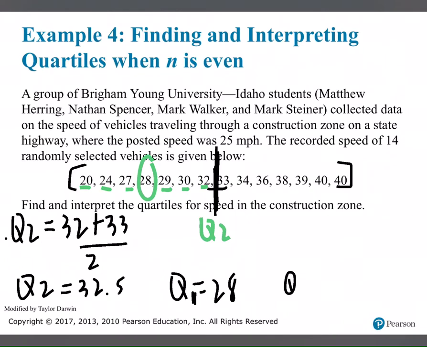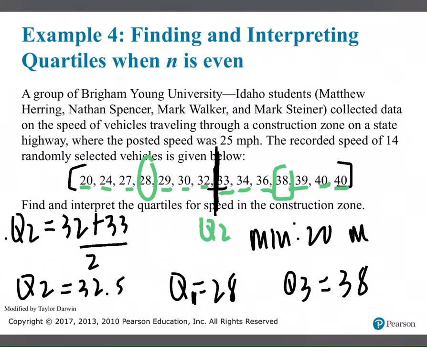We're going to do the same thing for Q3. 1, 1, 2, 2, 3, 3. And I get a perfect number in the middle of the upper half, I should say. So my Q3 is 38. You could also say that your minimum was 20 and your max is 40. So there's a lot of things that you can take from this.